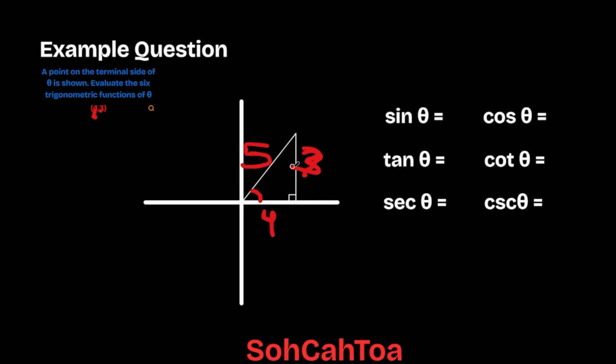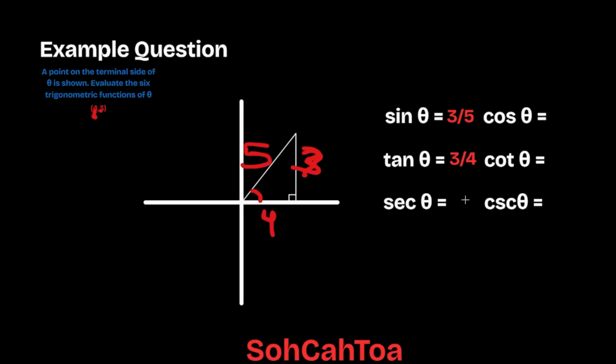The opposite side we can see is 3 and the hypotenuse is 5. Therefore, our sine value is 3 over 5. Now we'll move on to the tan. So our tan is opposite over adjacent. So opposite is 3, adjacent is 4, making our tan value 3 over 4.